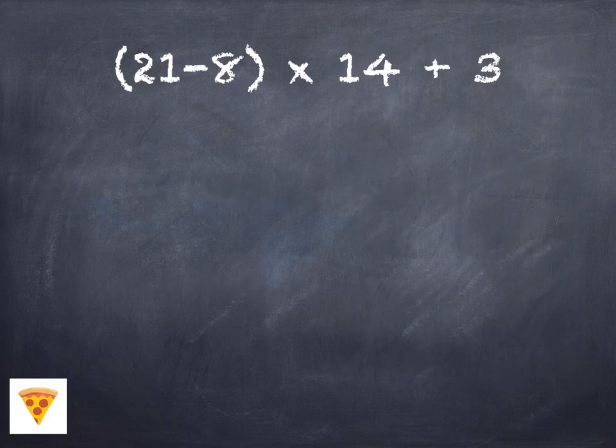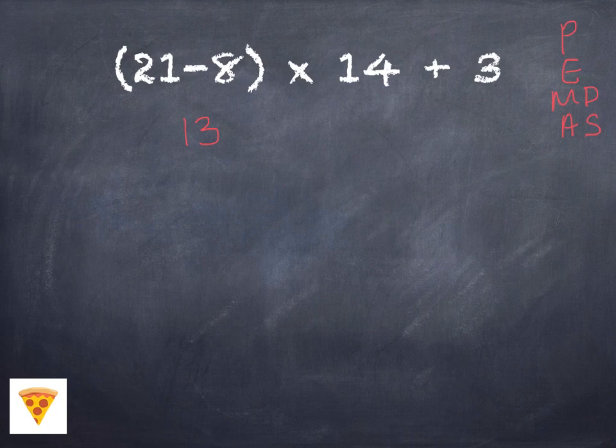So here's our first example, and I have my pizza slice in the corner to remind me to show my work. I'm also going to write out PEMDAS over here on the side, just as a reminder. So the first thing I have are parentheses. So I will do 21 minus 8 first. 21 minus 8 is 13.